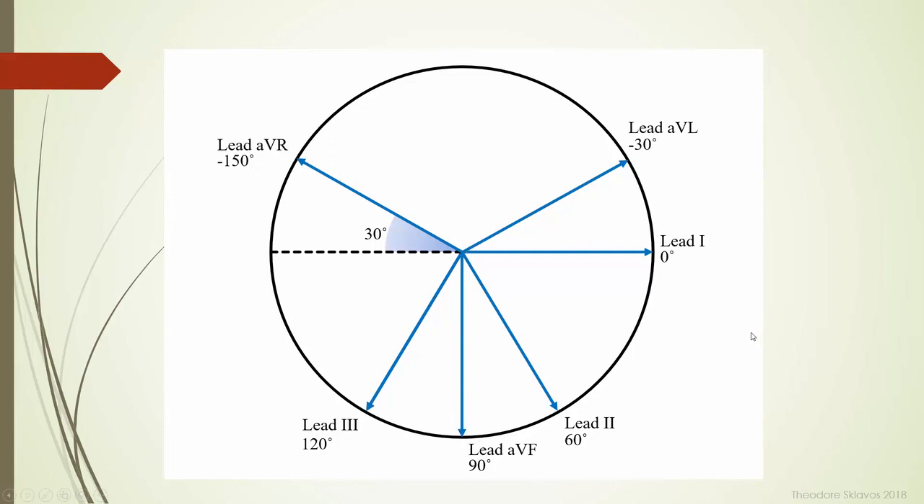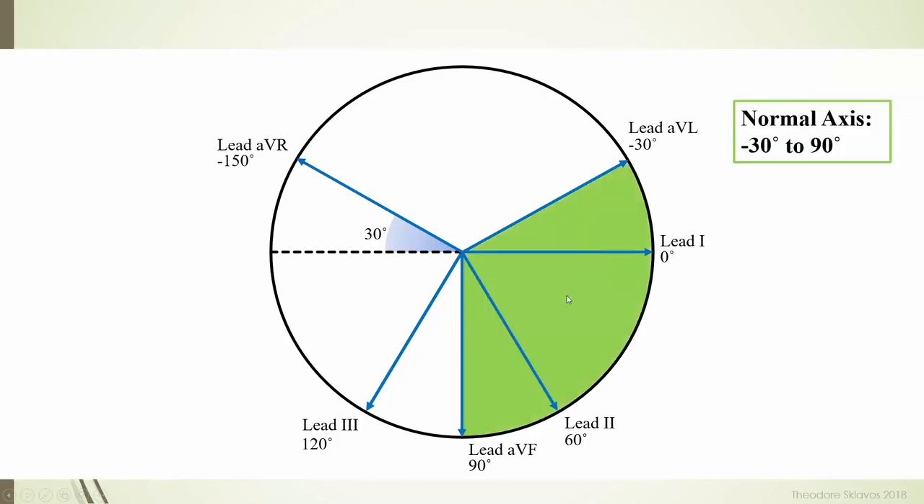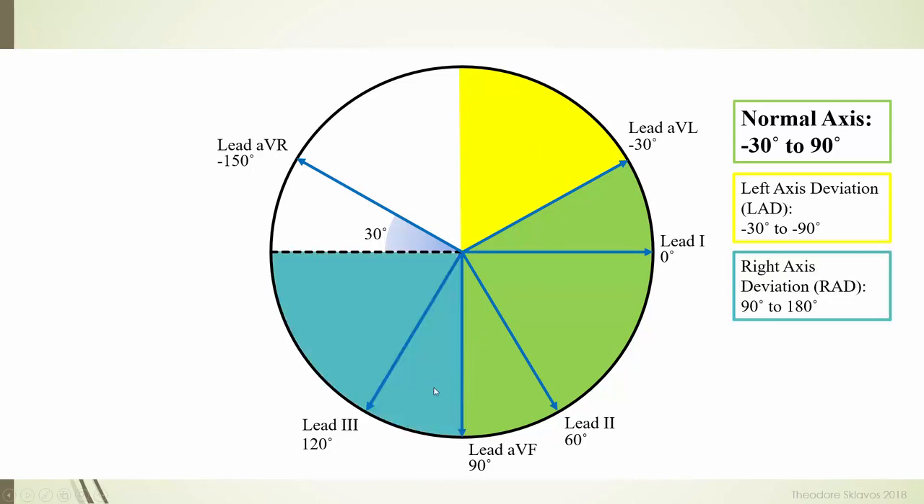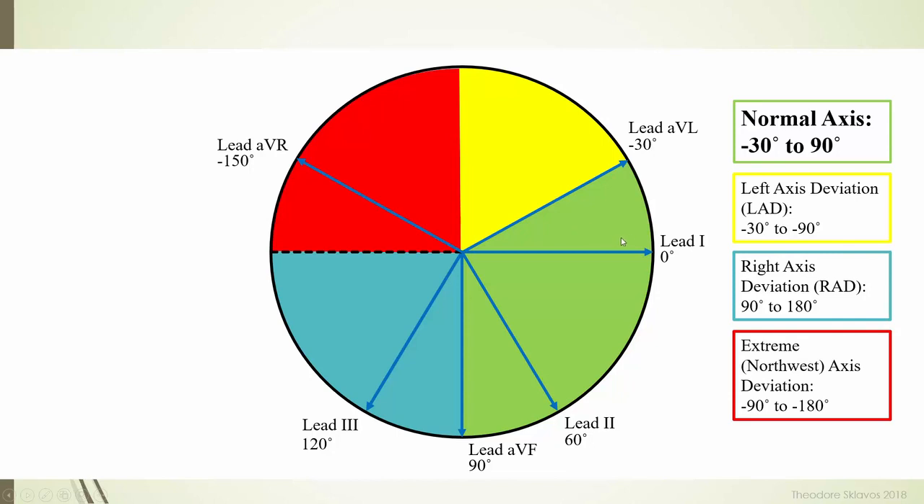Now, what is the normal range? Well, it's all of this area here, from negative 30 to 90 degrees. Now, anything beyond negative 30, less than negative 30, is described as left axis deviation. Anything past 90 degrees here is right axis deviation. And anything up in this quadrant is your extreme axis, or your northwest axis.